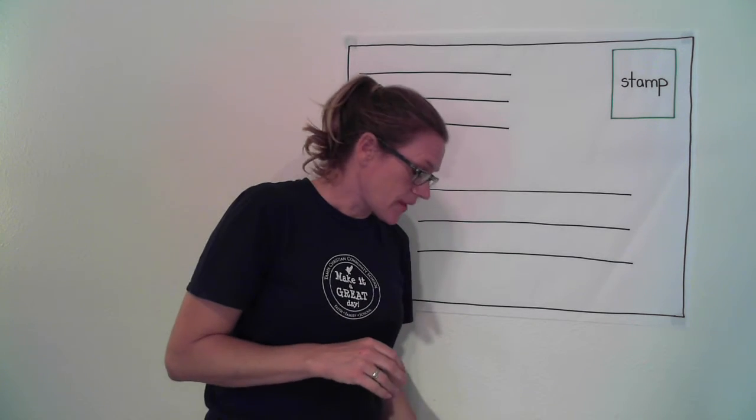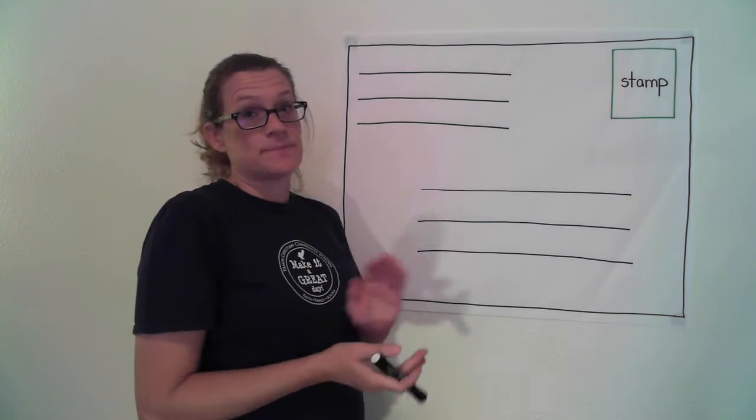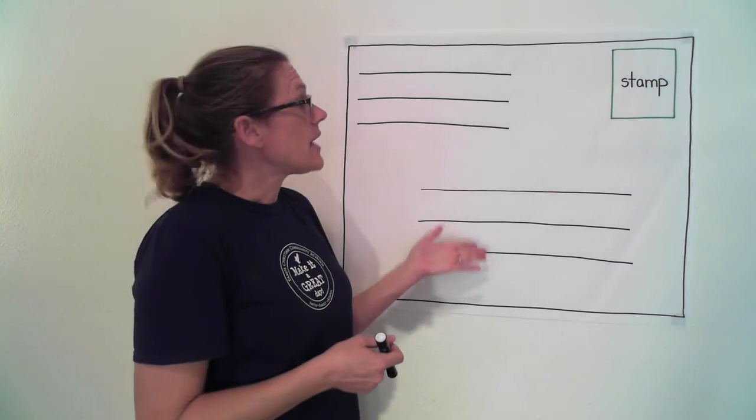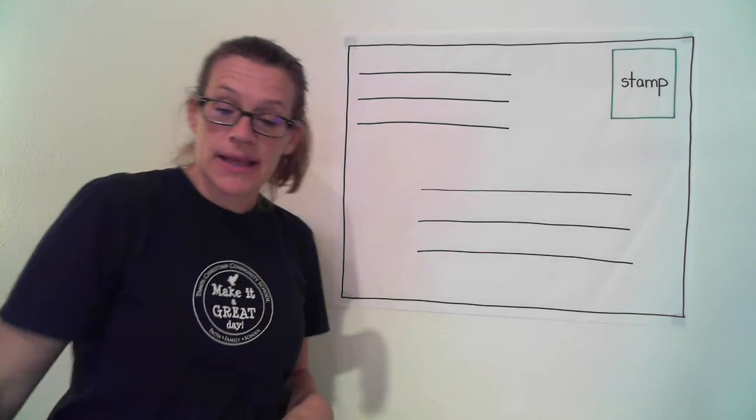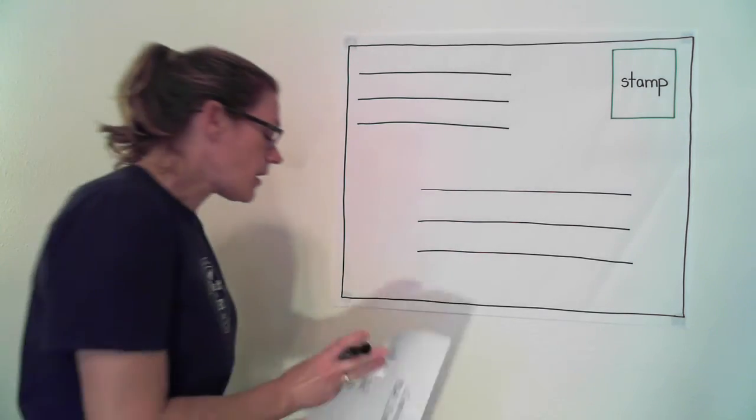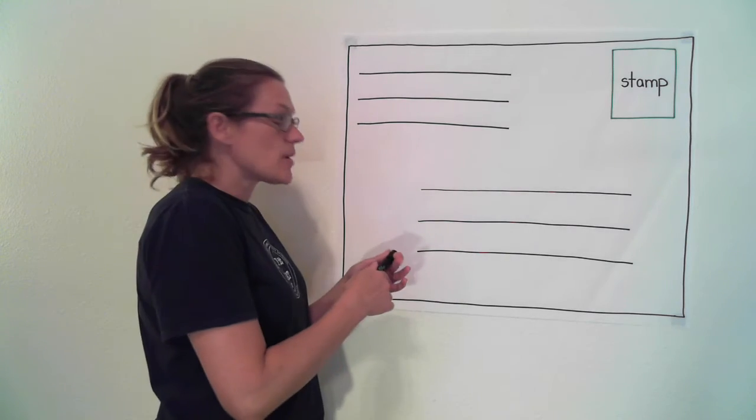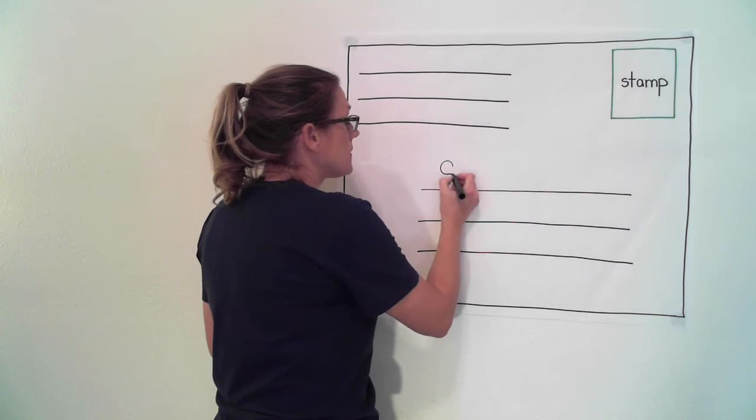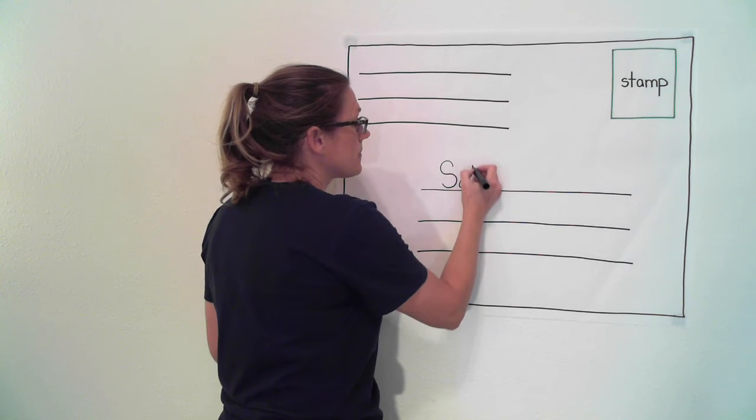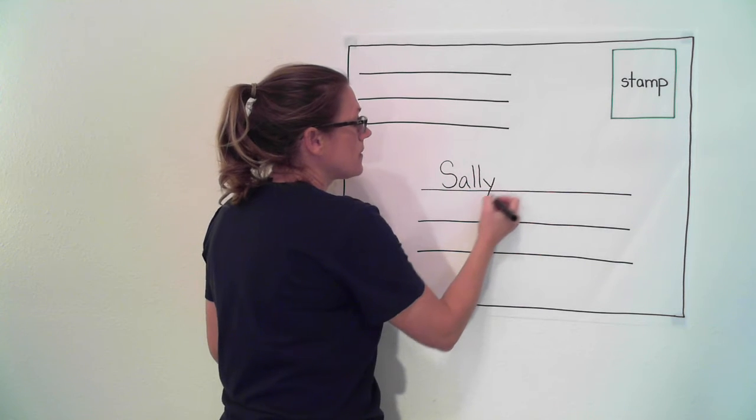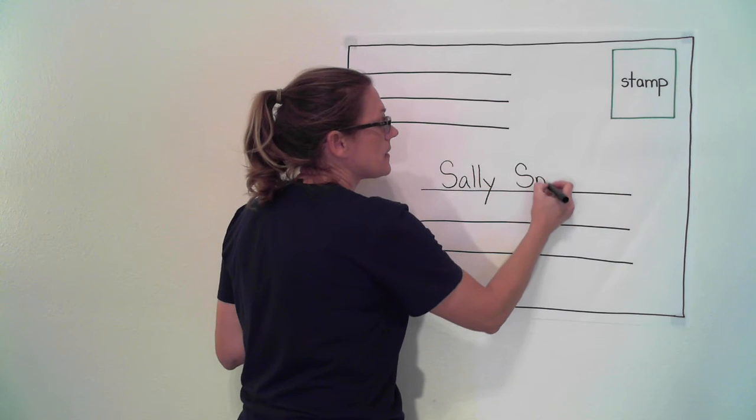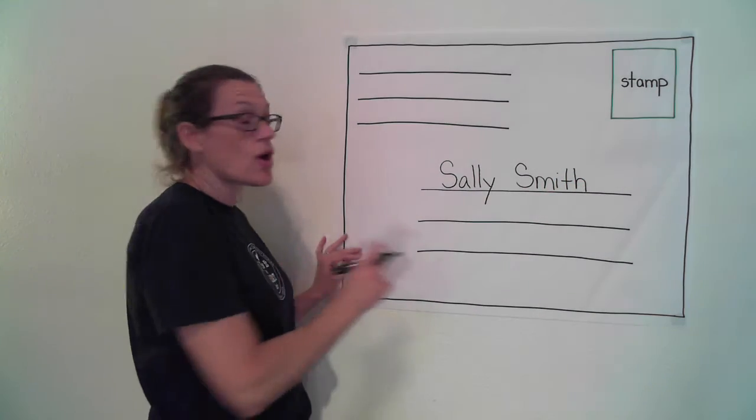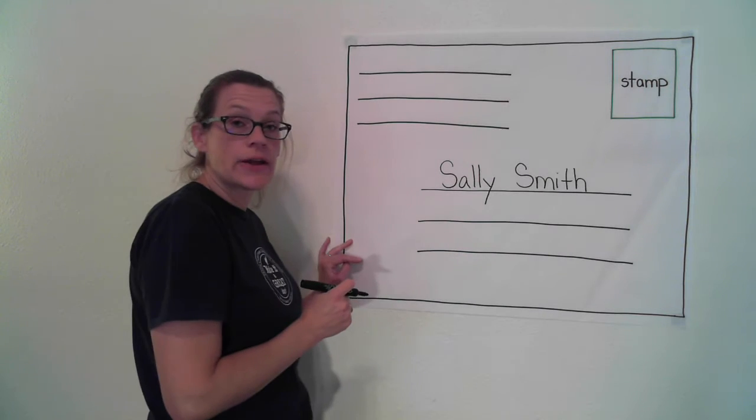All right, so on Monday, I wrote a letter to my friend Sally. So now I need to fill out the envelope to make sure that my letter gets to Sally. So I need to include her entire name. I can't just write Sally. Sally Smith. So that goes on the first line, her entire name.